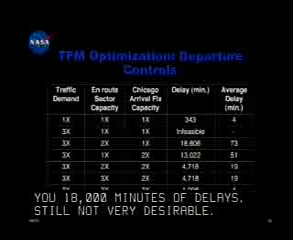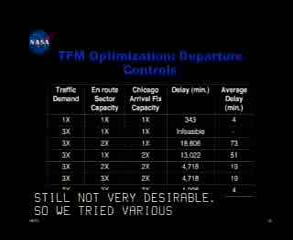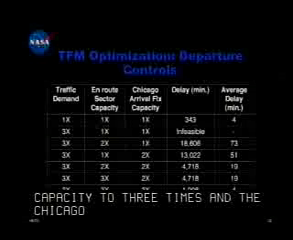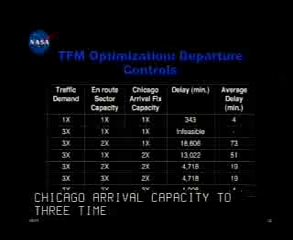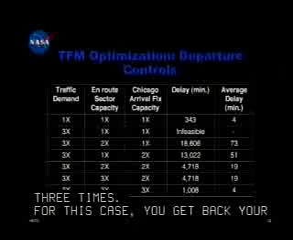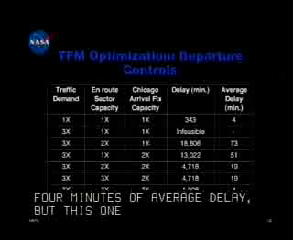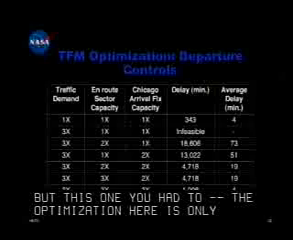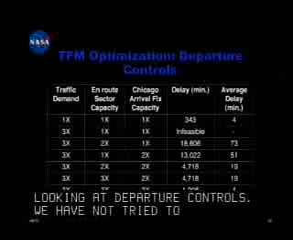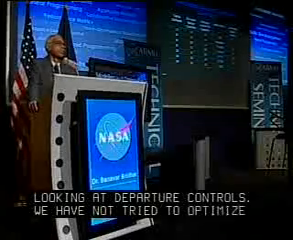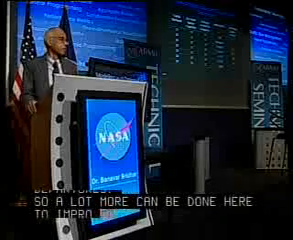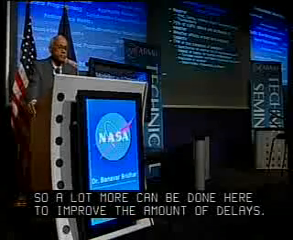When we increased the en route capacity to 3 times and the Chicago arrival capacity to 3 times, for this case, you get back your 4 minutes of average delay. But here, the optimization is only looking at departure controls. We have not tried to optimize on the routing strategy. We are keeping the same routing strategy, but just controlling departures. So a lot more can be done here to improve the amount of delay. Could I have the next view graph, please?